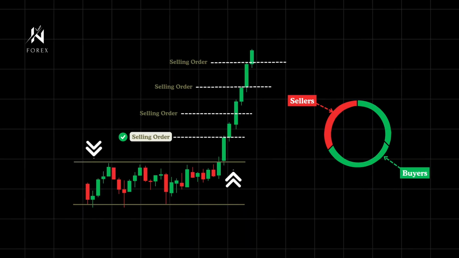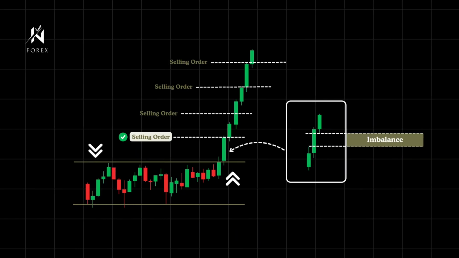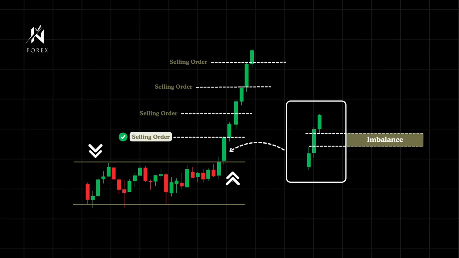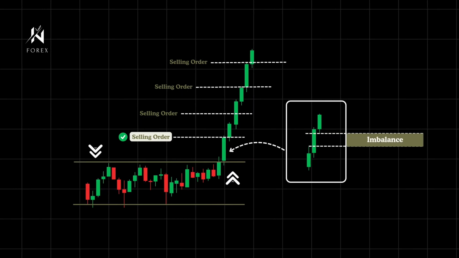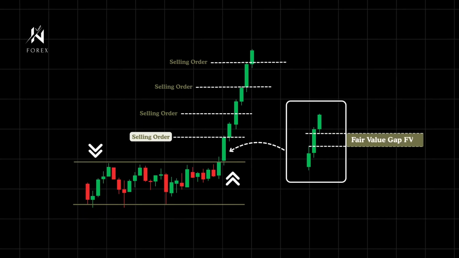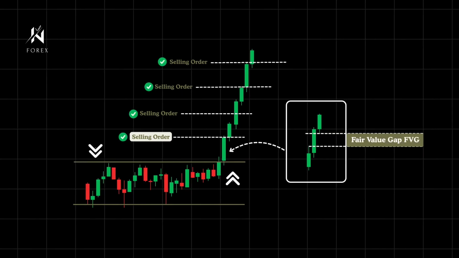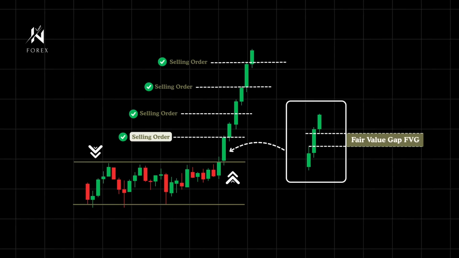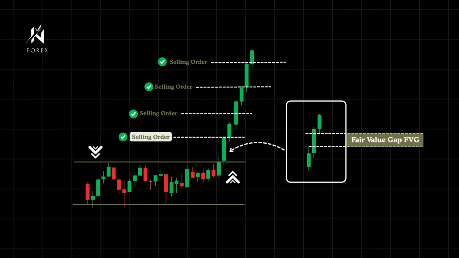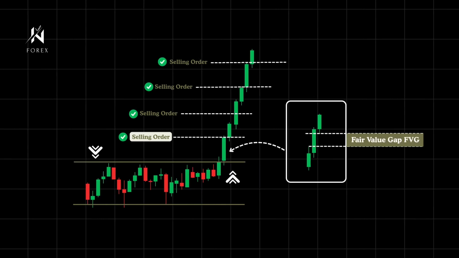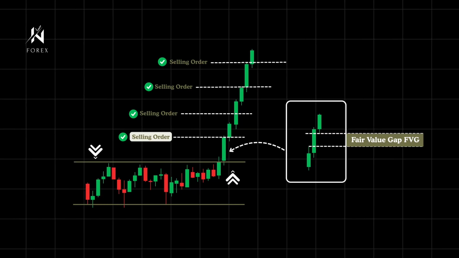This shift generates an imbalance or gap in pricing. We can clearly spot this between two candles because buyers stepped into the market at a level above its fair value. They accepted a higher entry, and that is why we refer to it as a fair value gap. Now that we've explained price imbalance or fair value gap, let's move forward and see how to mark it on charts.